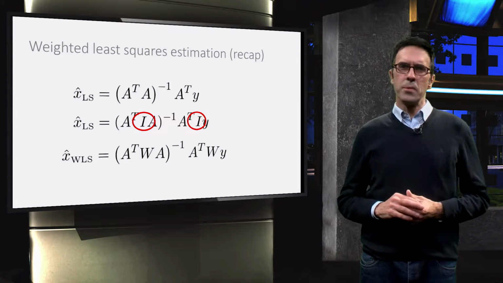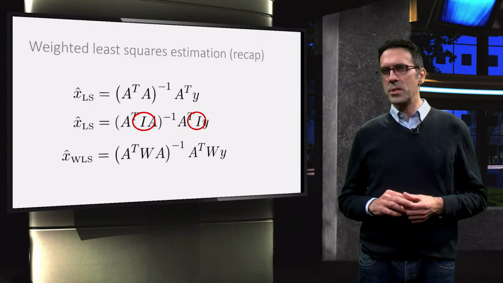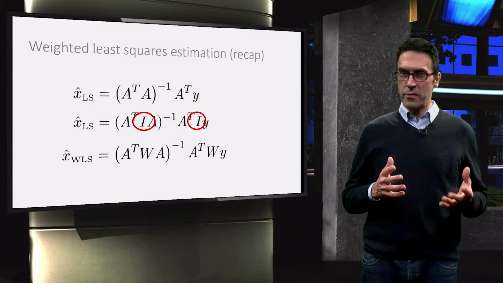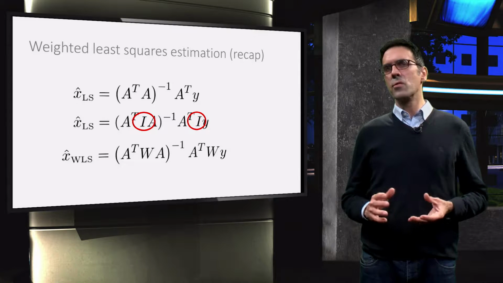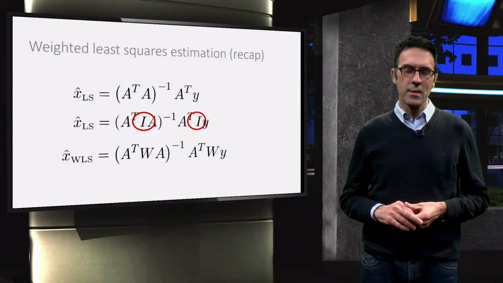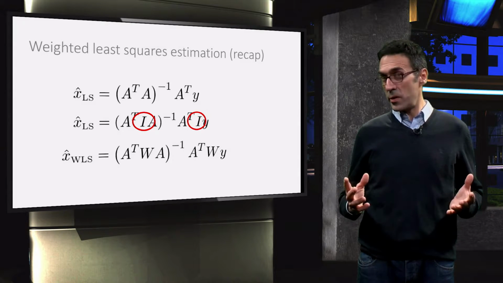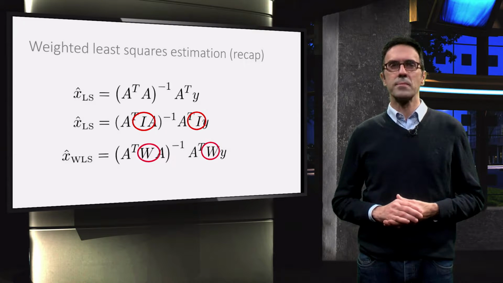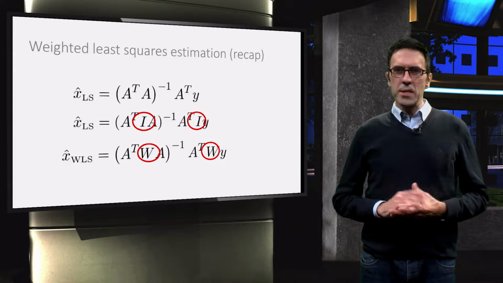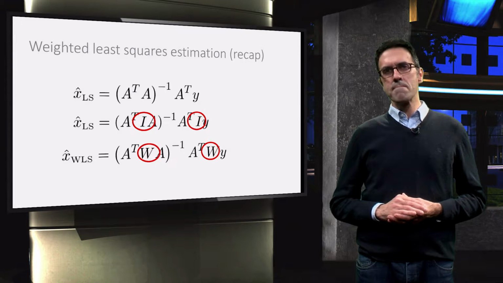We can consider this unit matrix to be a weight matrix, but it is a very special one because it assigns the same weight to every observation. Therefore, it is identical to the unweighted least squares estimate. The third equation replaces this unit matrix with an arbitrary weight matrix W. The weights can have specific values depending on the problem we are facing.